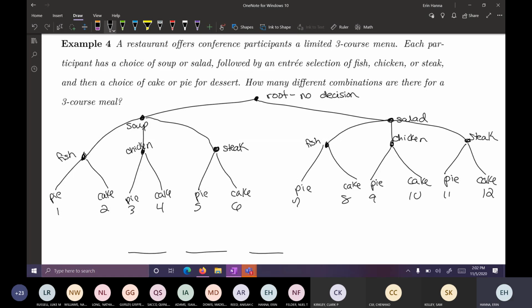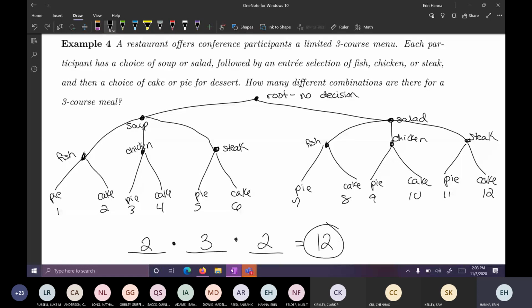So I'm going to draw 3 blanks. How many choices do we have for the first choice? The first choice was soup or salad, so we only had 2 choices. How many choices did we have for the second? It was fish, chicken, or steak, so we had 3 choices. How many choices do we have for the last one? It was pie or cake, so we only had 2 choices. Multiply those all together, you get 12.